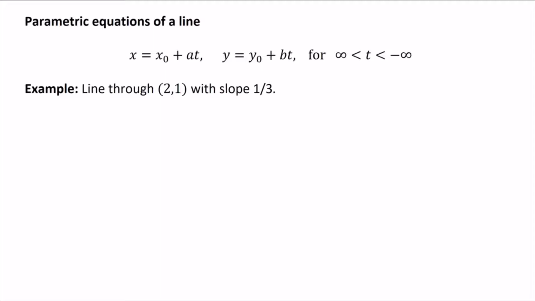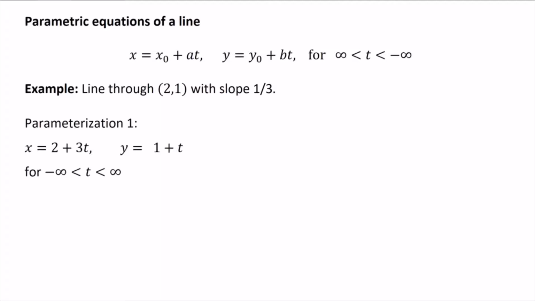As an example, consider the line through the point (2, 1) with slope equal to 1/3. One possible parameterization is x equal to 2 plus 3t and y equal to 1 plus t for negative infinity less than t less than infinity. Notice that using a and b from our parameterization gives us that b over a equals 1 over 3, which matches our desired slope, or delta y over delta x.